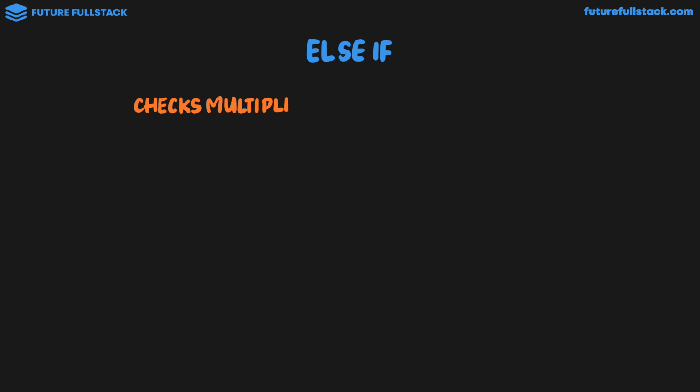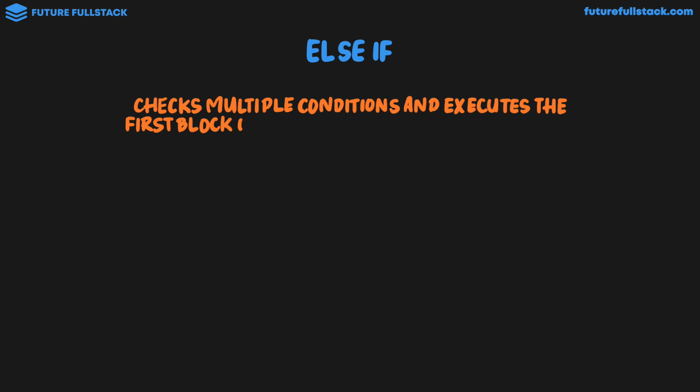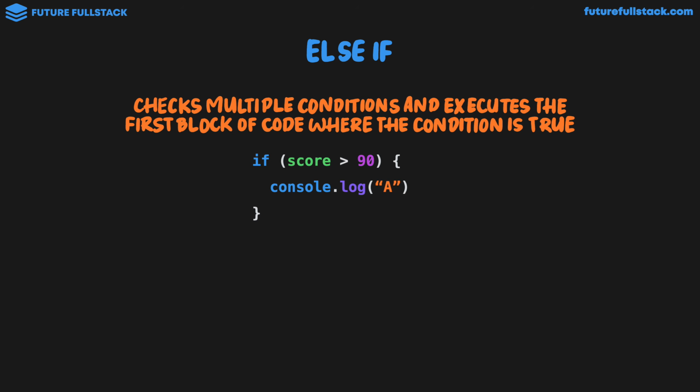Else-if checks multiple conditions and executes the first block of code where the condition is true. So back to our exam example, I no longer want it to just be pass or fail, but I actually want it to output a grade like A, B, C, etc., depending on how they scored. So we would have an if block like this, which is if score greater than 90, output to the console A. This is now our primary check.